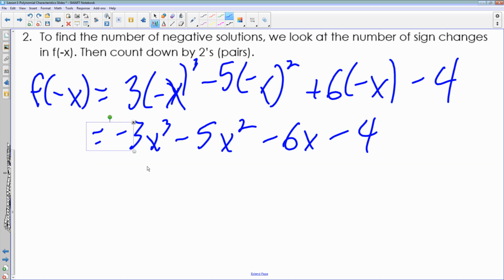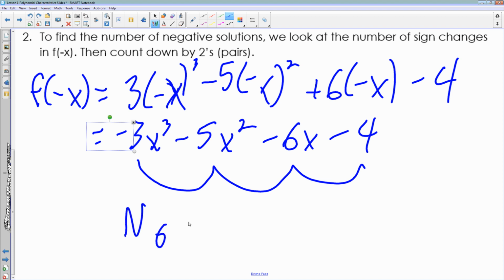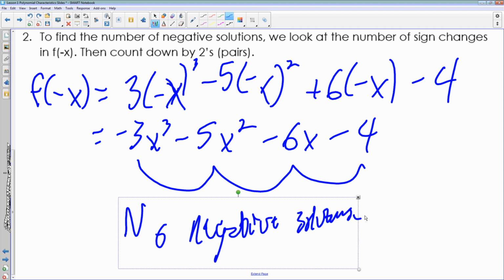Now you should notice it goes from negative to negative to negative to negative. There's no sign change. So that means there are no negative solutions. And that's it.